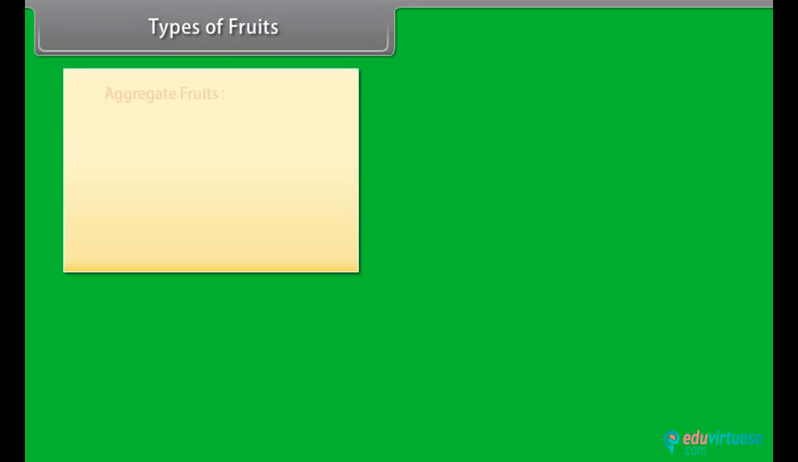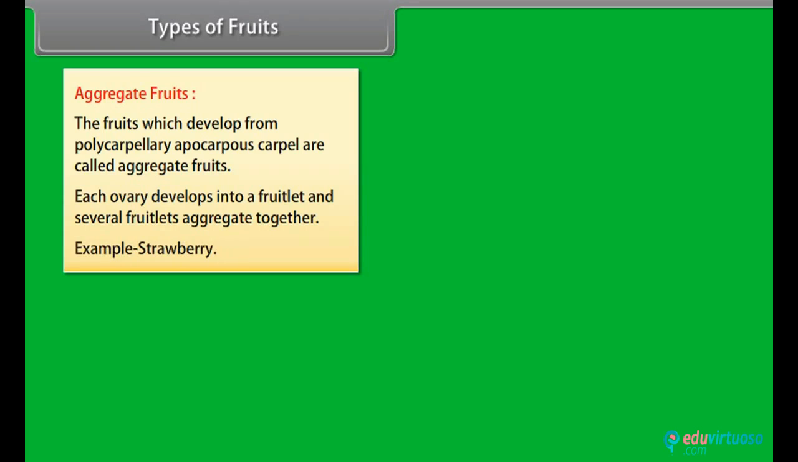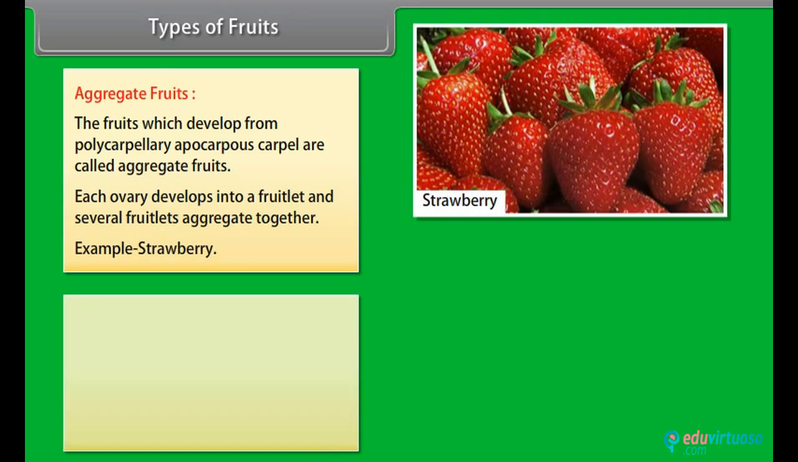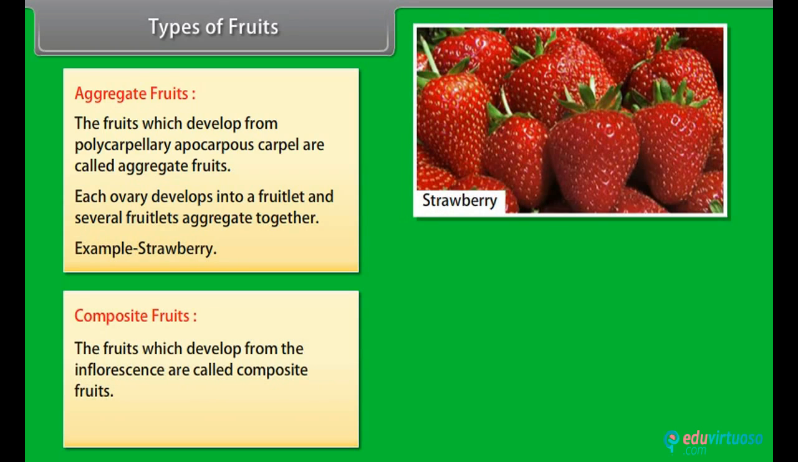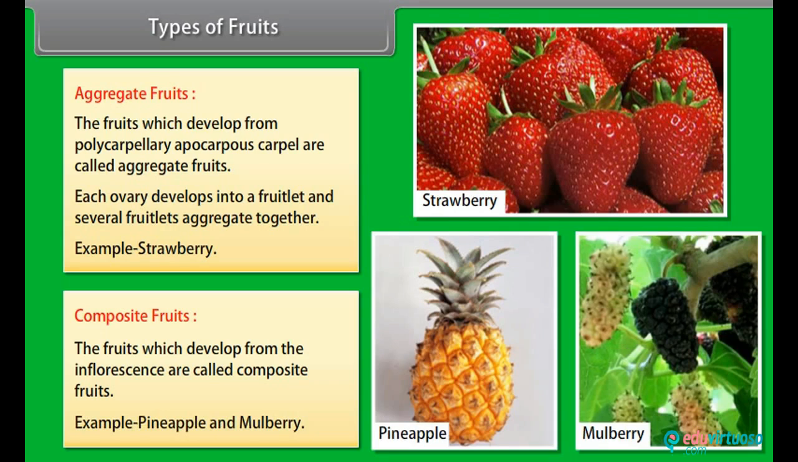Aggregate fruits. The fruits which develop from polycarpellary apocarpous carpels are called aggregate fruits. Each ovary develops into a fruitlet and several fruitlets aggregate together. Example, strawberry. Composite fruits. The fruits which develop from the inflorescence are called composite fruits. Example, pineapple and mulberry.